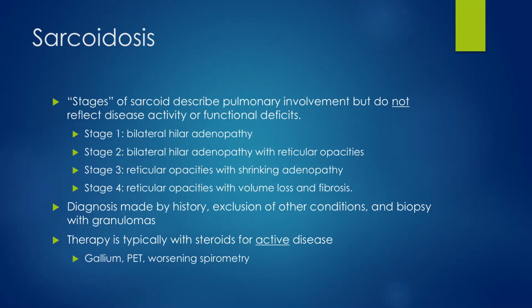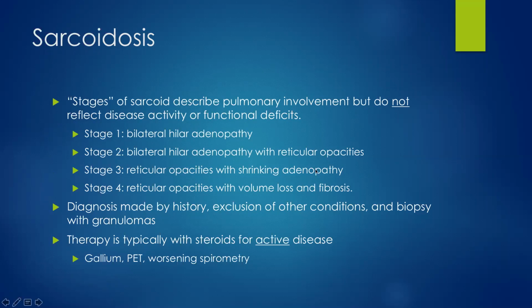So stage 1 is just bilateral hilar adenopathy. Stage 2, adenopathy with some changes in the lung. Stage 3, the adenopathy starts to shrink, but you still have the stuff in the chest. And stage 4 is they actually look almost like they have some fibrosis.